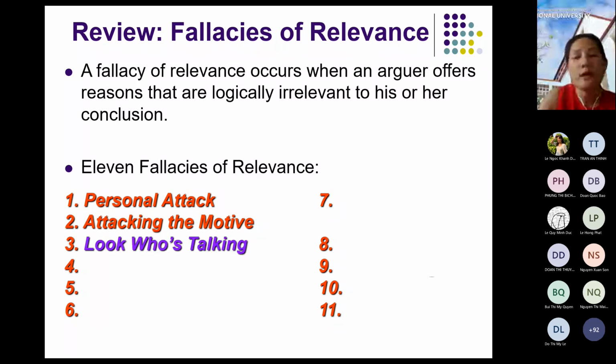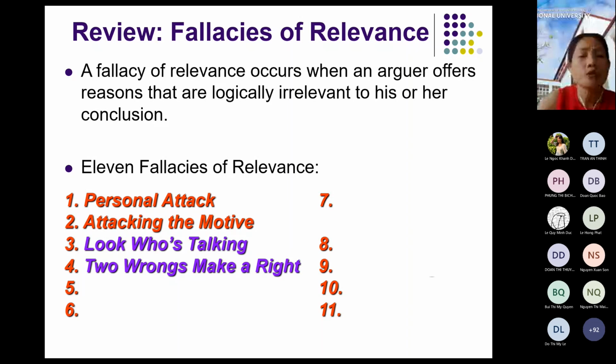So 1 and 2 are quite similar. The third one is look who's talking. It is when you make an argument and someone says, I don't believe you, I don't trust you, I don't follow you because you didn't do what you advised. Oh, you did it, now you ask me to do it? I won't do it. Something like that is the look who's talking fallacy. Number 4 is a bit similar, but of course different. The name is two wrongs make a right. It means when you say someone did something wrong, now you did it too, so it is okay to do.